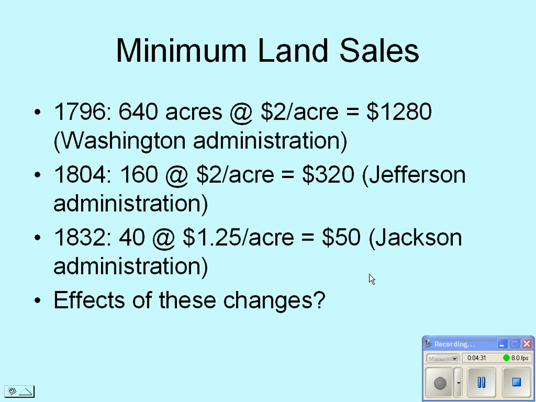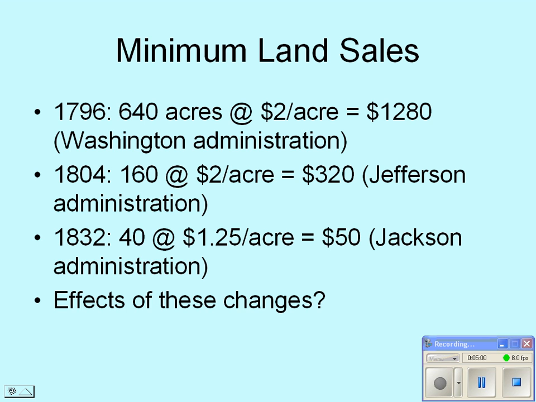Now, there's a progression here. In 1796, in order to buy any of this land, you had to buy 640 acres at a minimum, at a cost of $2 an acre, for a total price of $1,280. Now, that was a lot of money then, and most people couldn't do it, so that gave an advantage to land speculators, those who could afford to buy large amounts of land and then resell them.